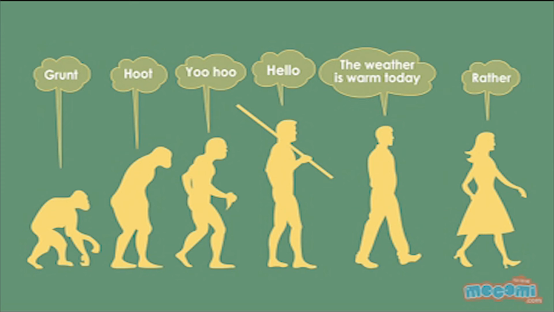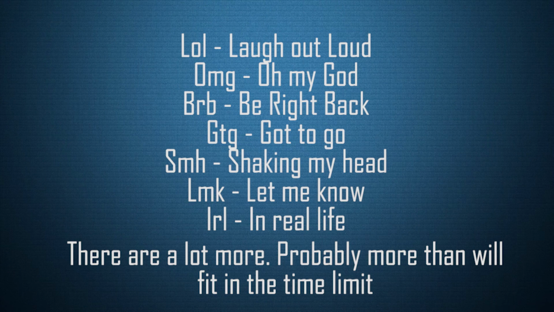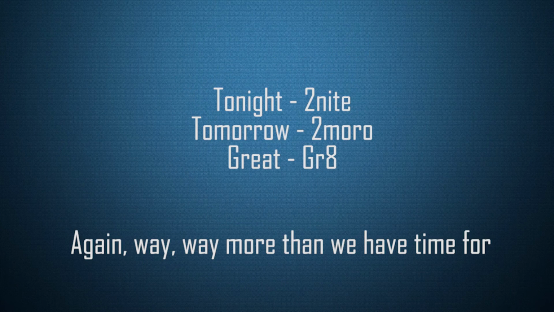As the English language develops, words are becoming shorter and abbreviated and more acronyms are popping up. A great example of this developing, and which will continue to develop, is text messaging. Even the phrase text messaging has been commonly shortened to text. Abbreviations within text messages are common, as well as acronyms. Some very common examples that appear frequently are LOL, OMG, BRB, GTG, SMH, LMK, and IRL, and there are a lot more too. Not only are there abbreviations, but there are also alphanumerical phrases and acronyms. For instance, tonight can be shortened to 2night, tomorrow to 2morrow, and great to gr8, and more.